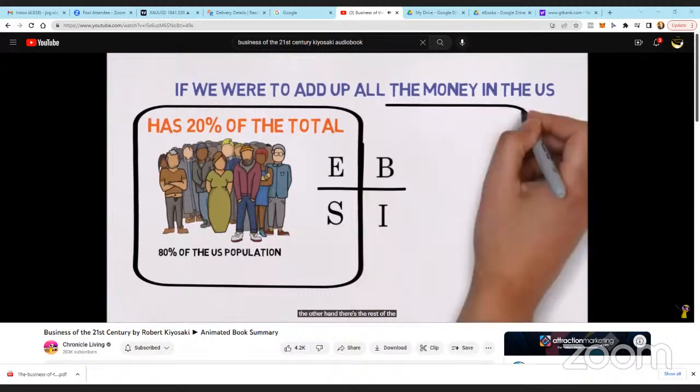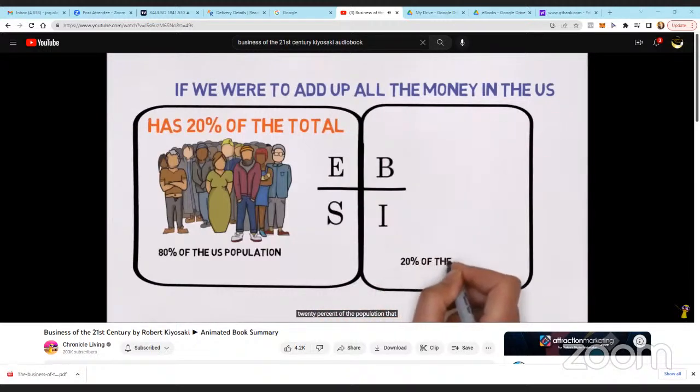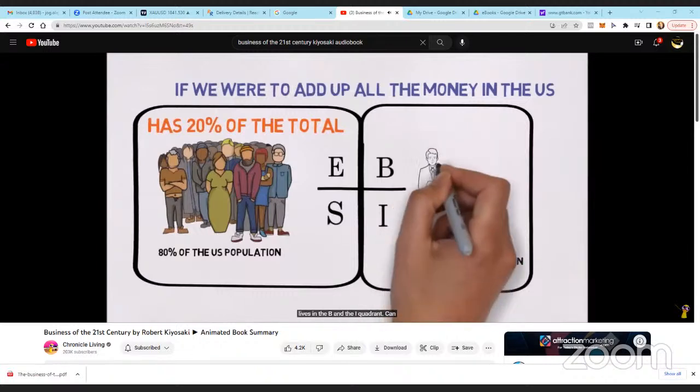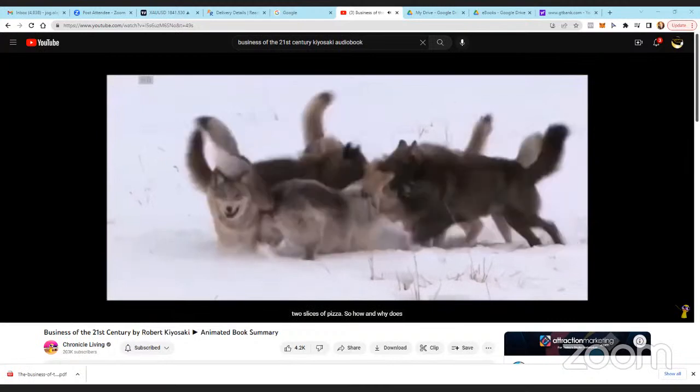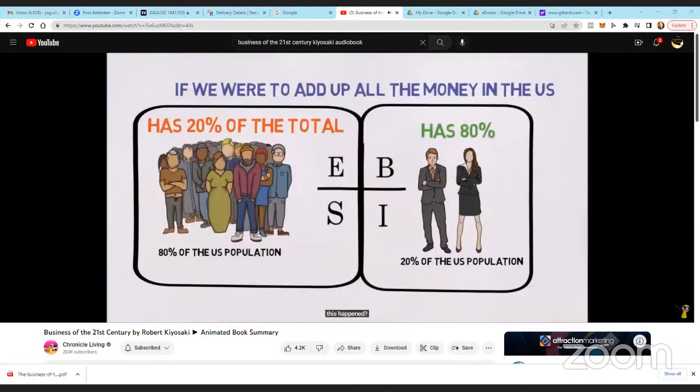On the other hand, there's the rest of the 20% of the population that lives in the B and the I quadrant. Can you guess how much they have? That's right, as you already probably figured out, they own 80% in total of all the US money. For the E and the S, it's like seeing 8 hungry guys having to share 2 slices of pizza. So how and why does this happen? How are the B and the I financially successful?